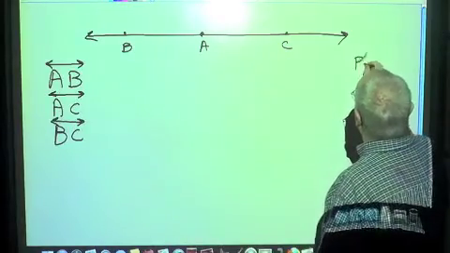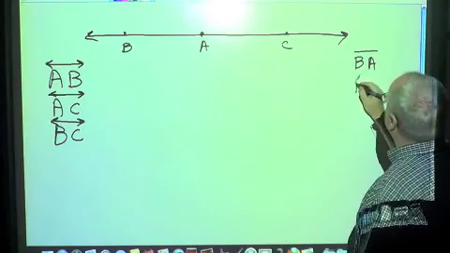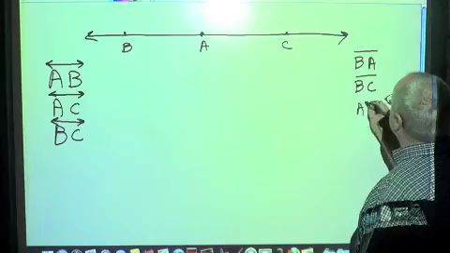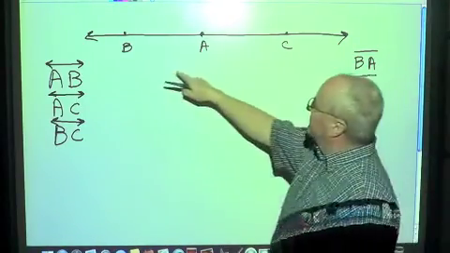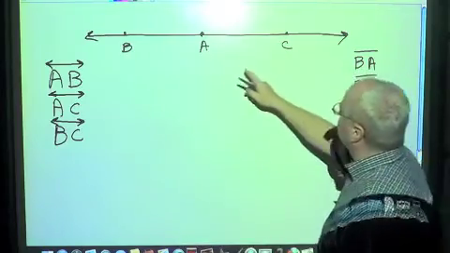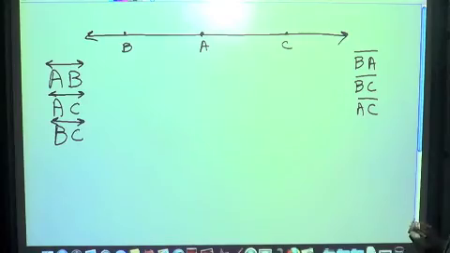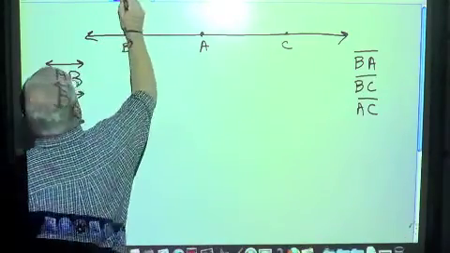Segments, it would be BA. Okay? Segment BC, segment AC. Okay, we got them all. We've got the one that goes from B to C. We could flip that around. We got the one that goes from B to A. Flip that around. Also got the one that goes from A to C. So this is another way to name it.